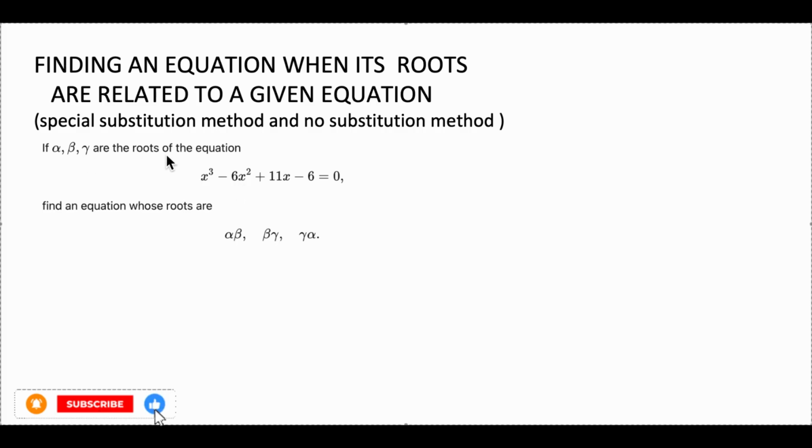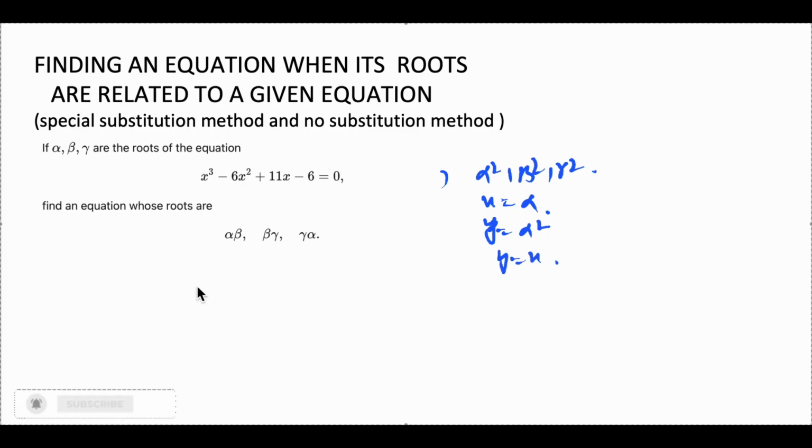If alpha, beta, gamma are the roots of the equation x cubed minus 6x squared plus 11x minus 6 is equal to 0, find an equation whose roots are alpha beta, beta gamma and alpha gamma. But in the previous question, it was alpha squared, beta squared and gamma squared. So for alpha squared, beta squared, gamma squared, we used the substitution. We say x is equal to alpha or x is equal to beta, and y is equal to alpha squared, so y is equal to x squared.